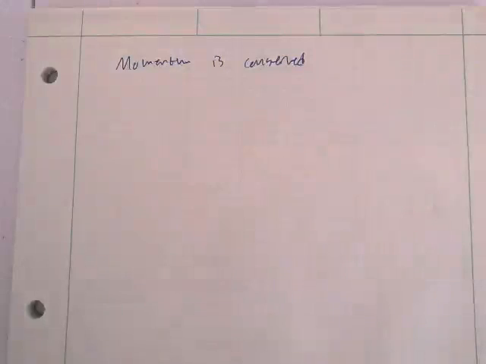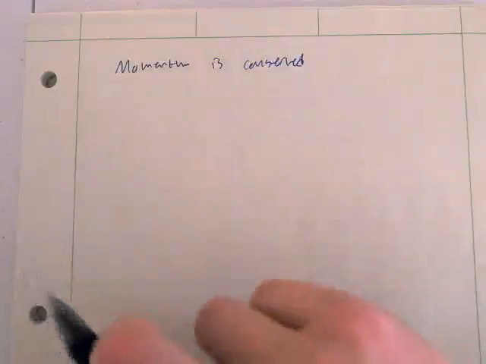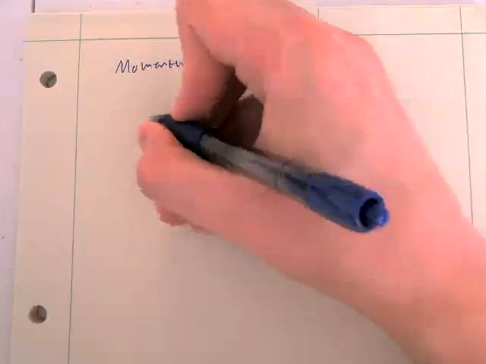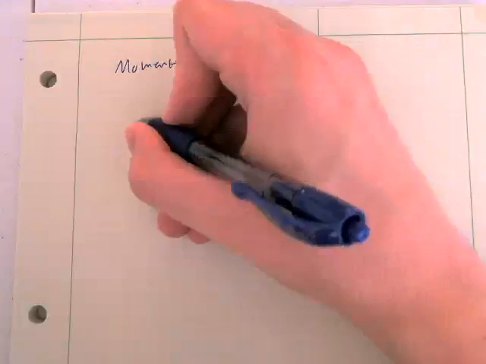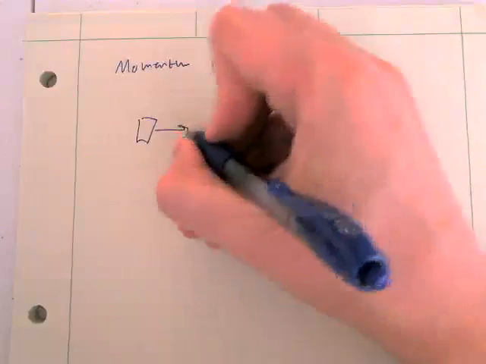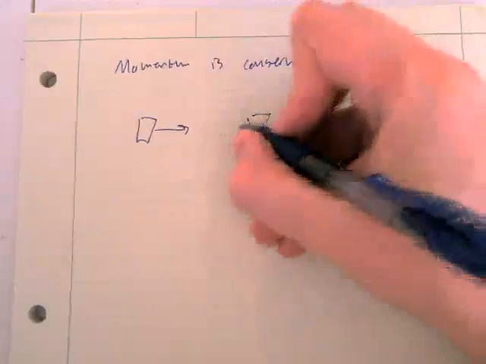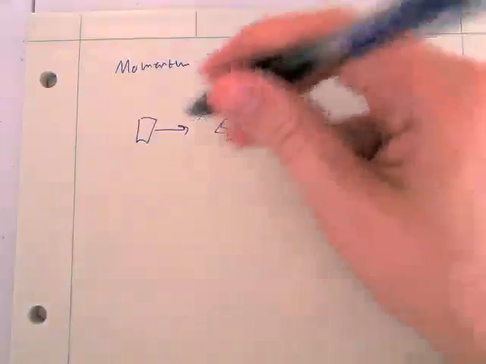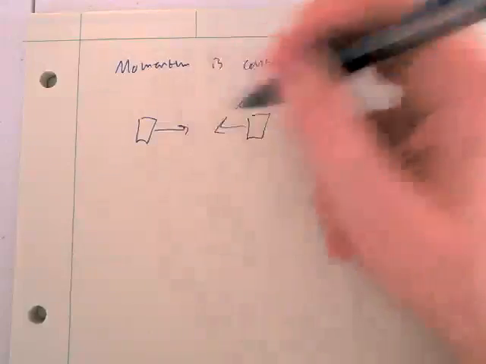If you have two objects that collide or interact with one another, this is where conservation of momentum becomes very, very helpful. Say we have object one going this way, and object two going this way, and they come together and they bounce off or they stick together or something like that. It doesn't really matter. We'll go over both types of collisions.